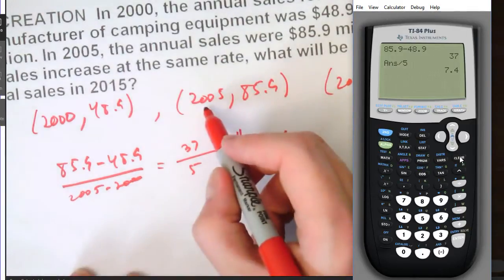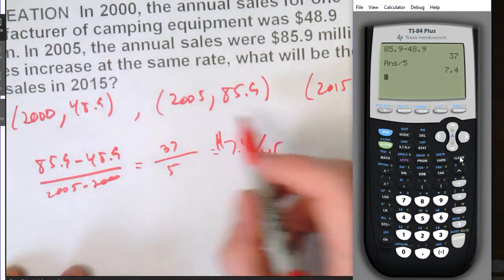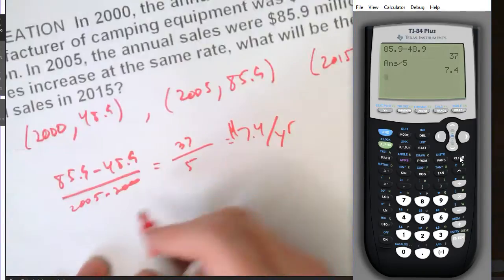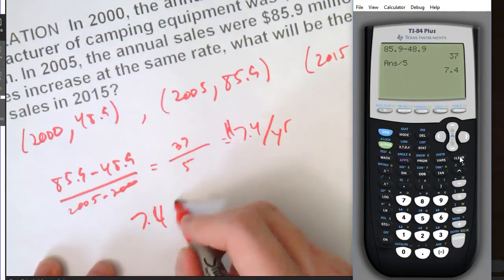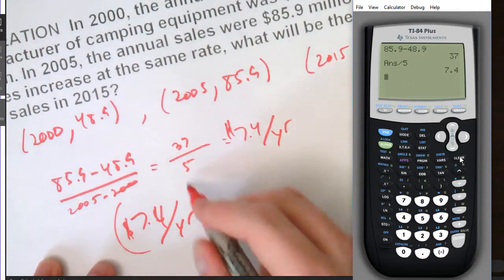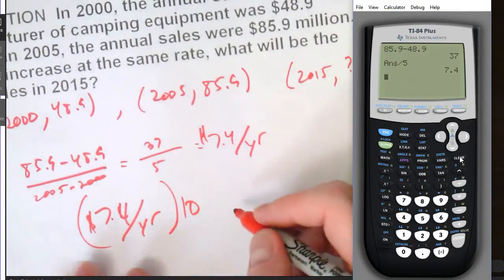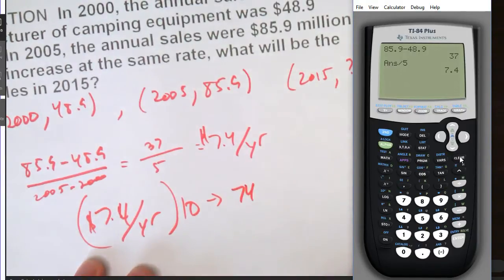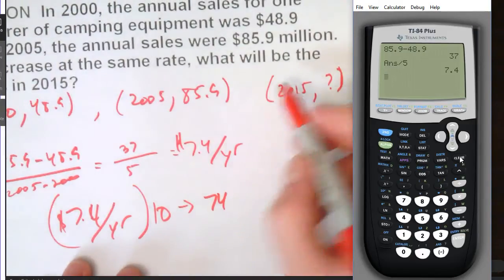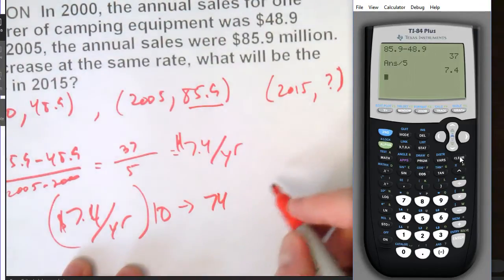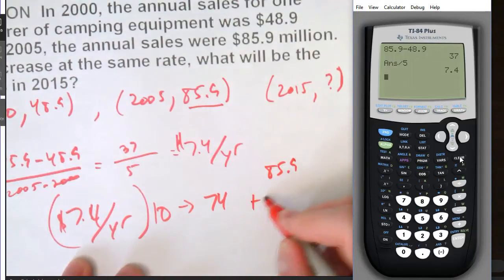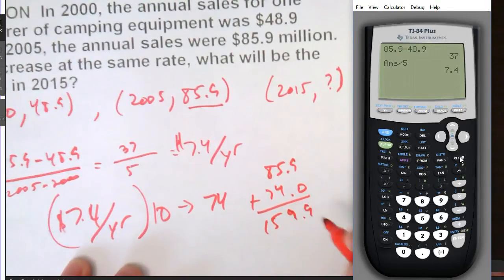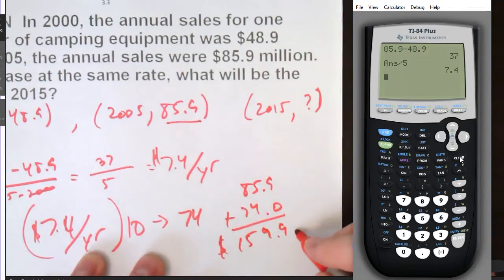Great. Now here's the deal. I want to know how much I'm going to have from 2005 to 2015. Well, that's 10 years. So this increase per year, 7.4 per year, I'm going to multiply it by 10. And that'll give me how much I'll have in 10 years that I'm increasing, which is $74 million. So now to figure out how much I'm going to have in 2015, I'll figure out how much did I have in 2005? Well, that was 85.9. I'll add 74, which is what I expect to be the increase, 9, 9, 15. So $159.9 million.